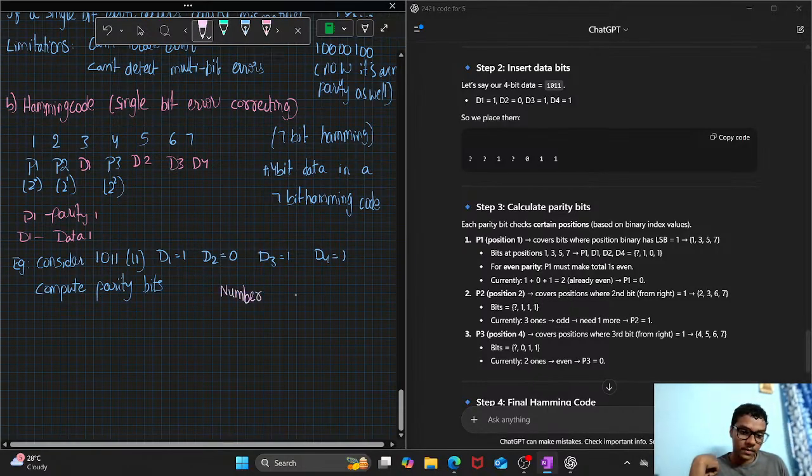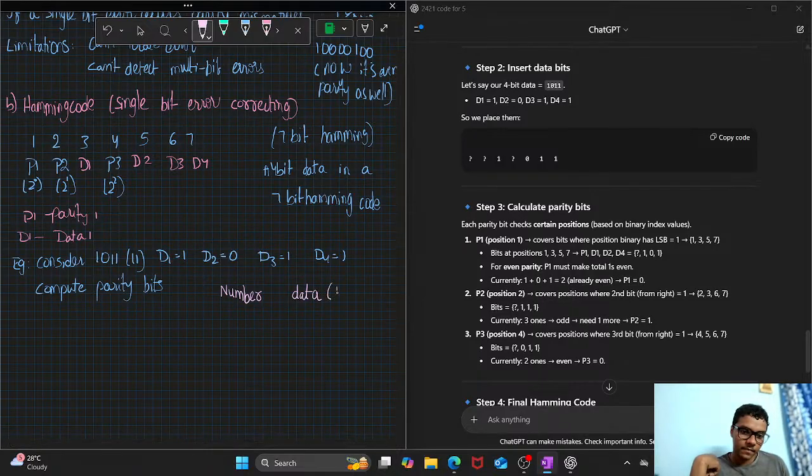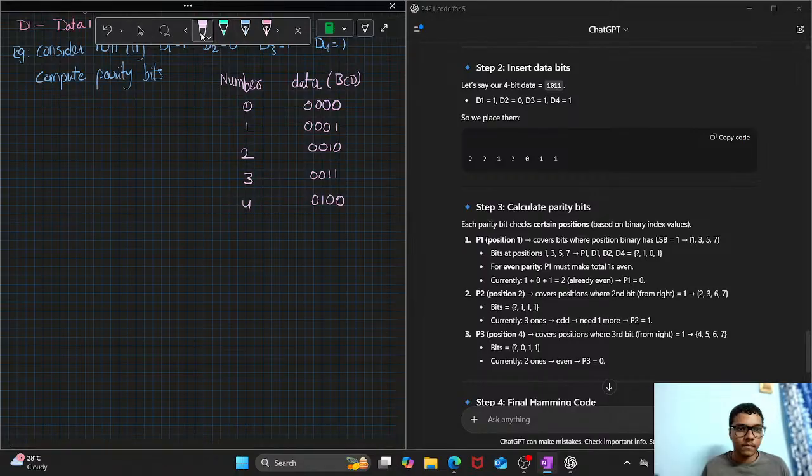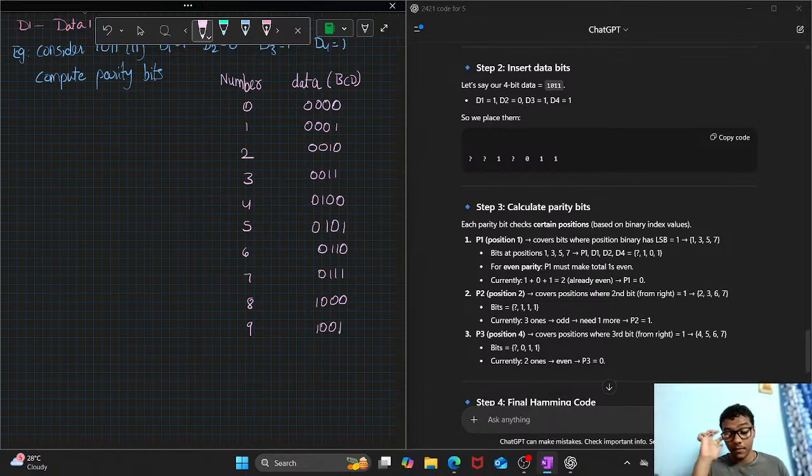So we got number and we got data. BCD, let's say 0 is 0000, 1 is 0001, 2 is 0010, 3, 4. So positions 1 2 3 4 5 6 7.